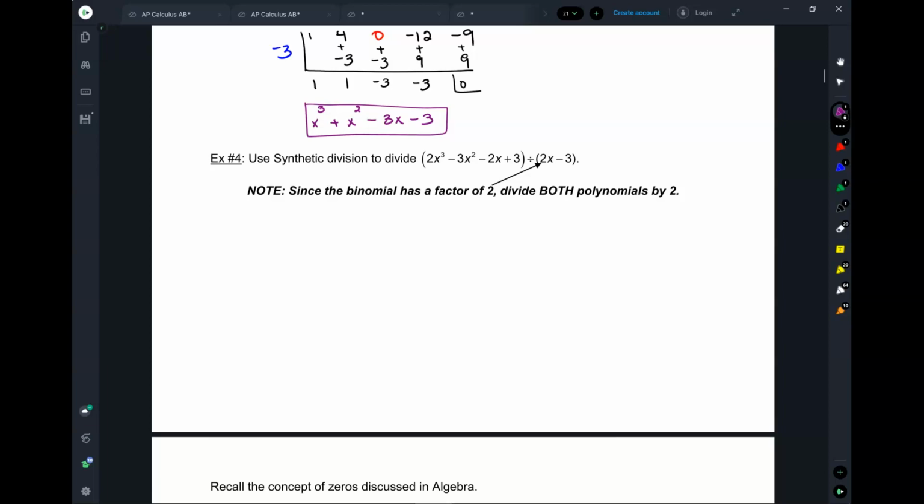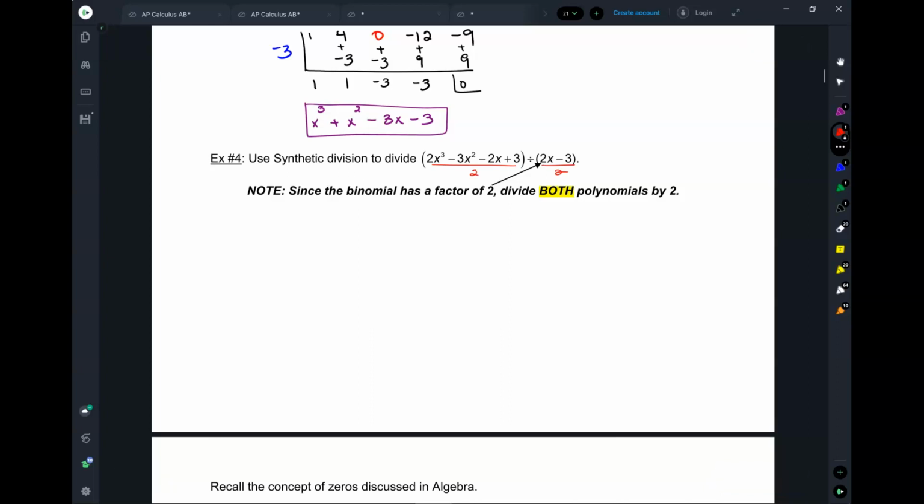The issue, though, is the coefficient is not a 1. It's 2x instead of 1x. So this is important. You have to divide both polynomials by 2. Okay? You have to divide both polynomials by 2. So I'm going to divide all of this by 2 and all of this by 2.